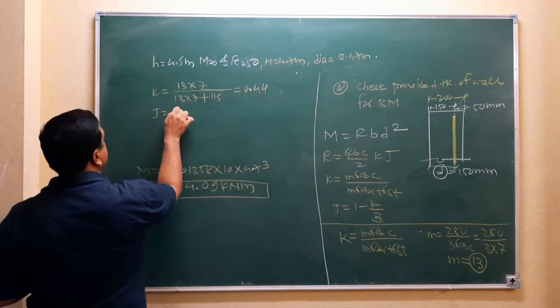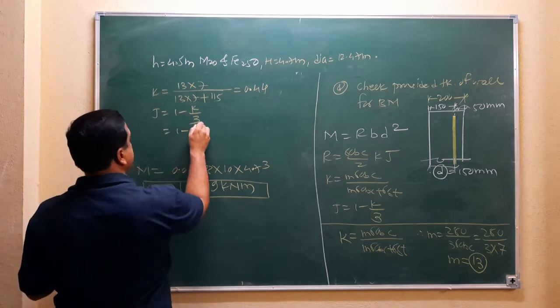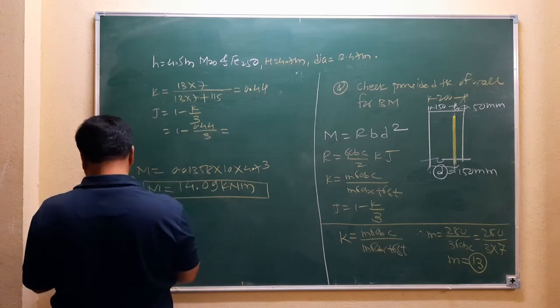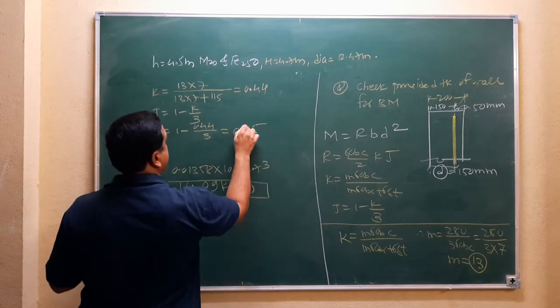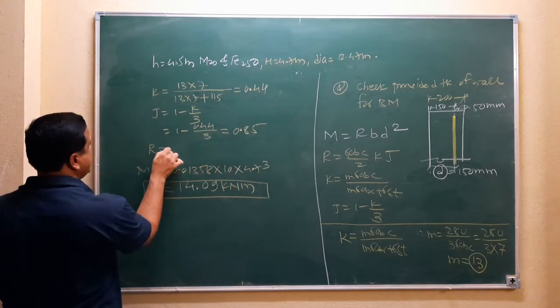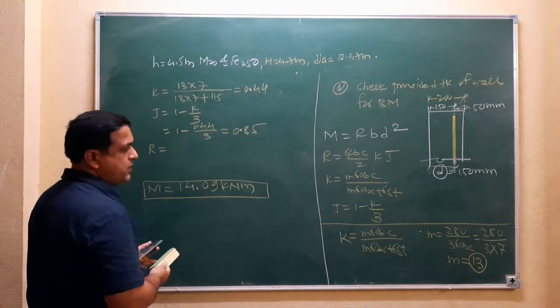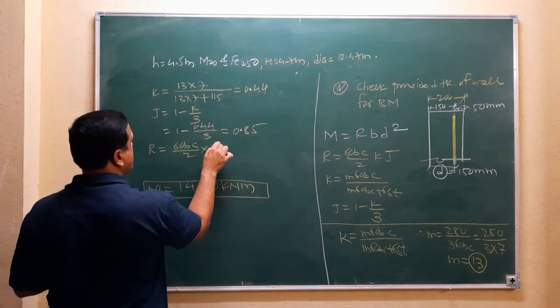Now what is the J? J is 1 minus K by 3. So J is 1 minus 0.44 by 3, which is 0.85. Now what is the R? R is sigma CBC by 2 into K into J.